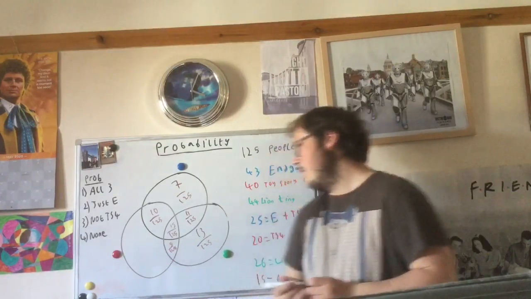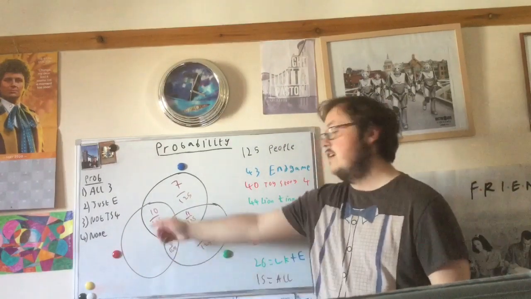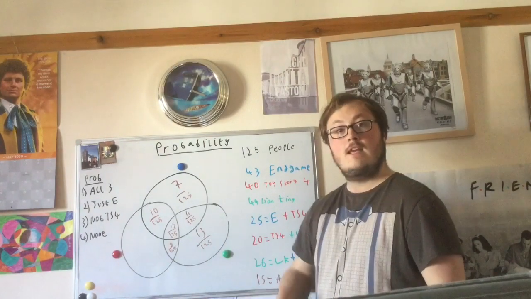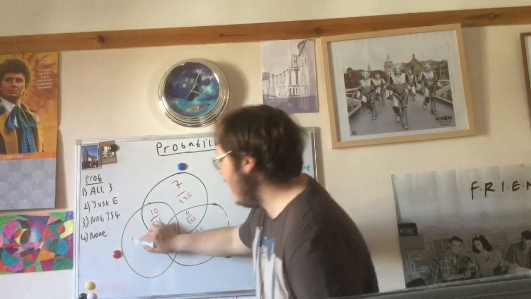Now what about this bubble? That represents the 40 people who've seen Toy Story 4. Take 10 from that, you get 30. Take 15 from that, you get 15. Take 5 from that, you get 10 out of 125.